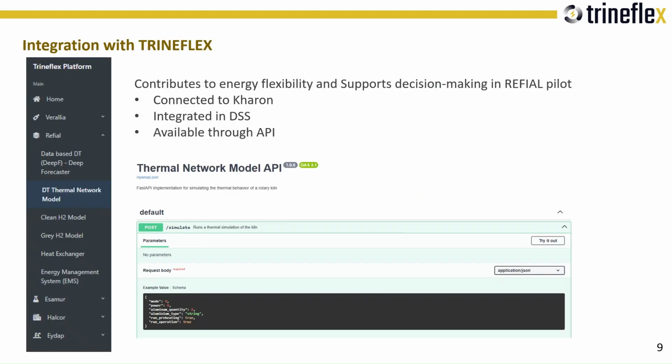The model is fully integrated into the TRINEFLEX ecosystem. It feeds into the decision support system and supports the Refile pilot by providing fast, reliable thermal predictions. This contributes directly to energy flexibility and improved process efficiency.